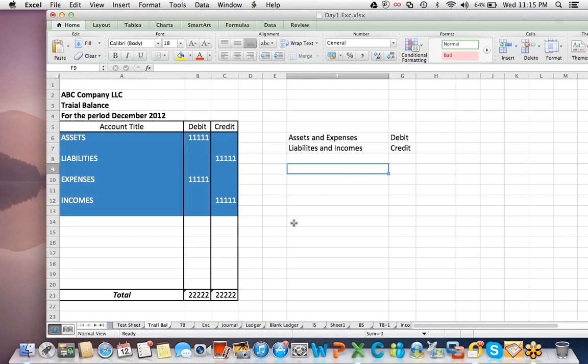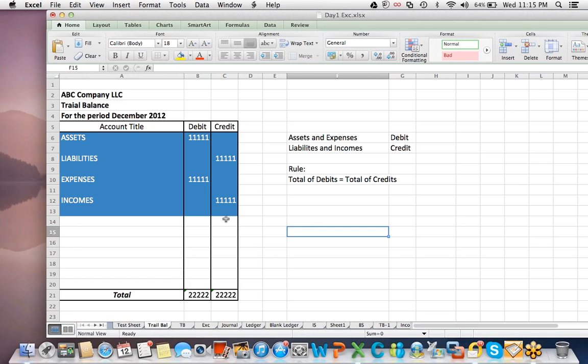And the rule is what? Trial balance rule is the total of debits equals the total of credits. You can read any kind of trial balance and you will find the same: assets debit, liabilities credit, expenses debit, incomes credit.